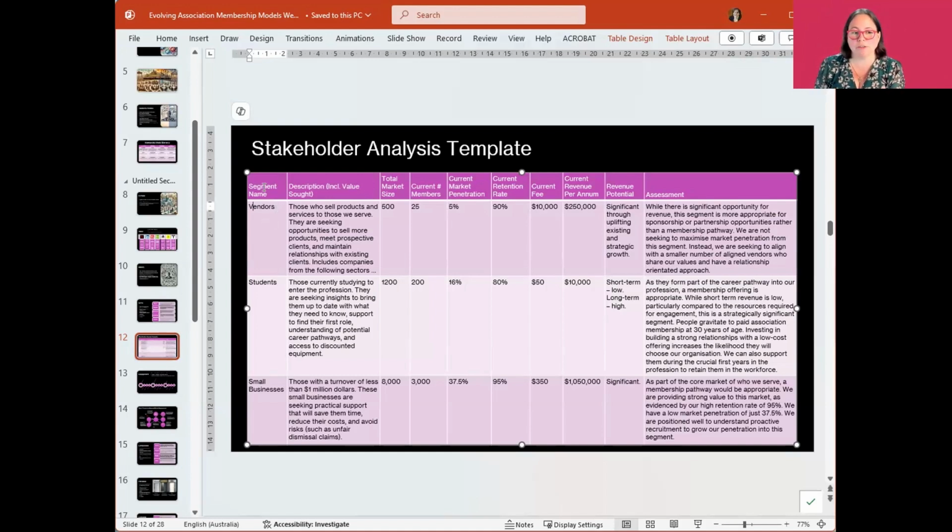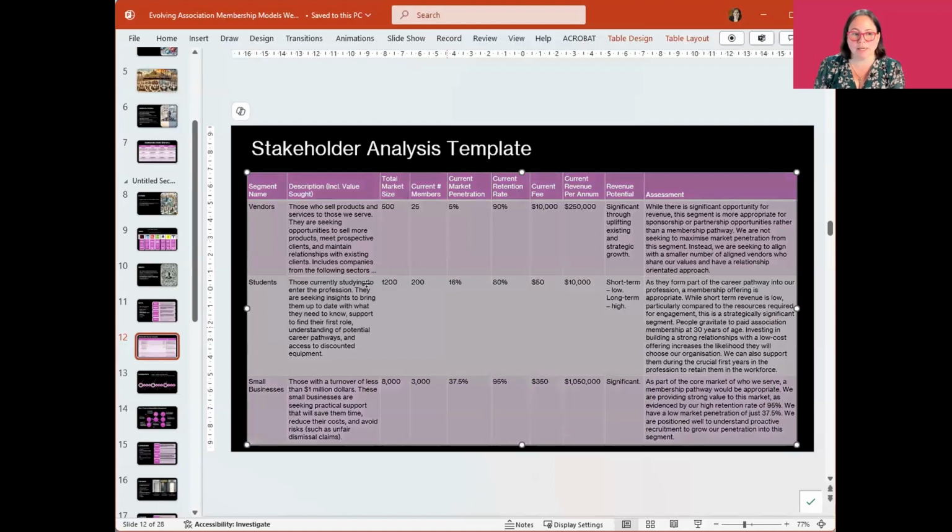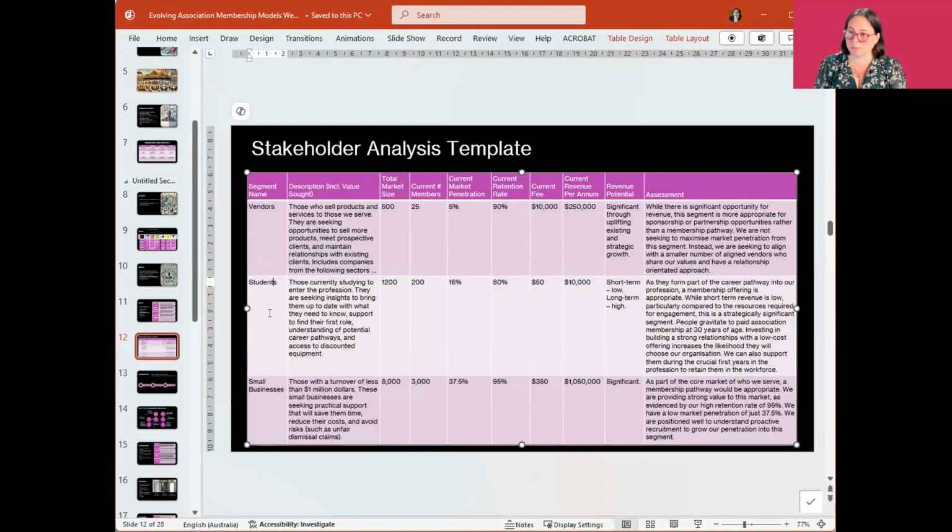Now, the reason I talk about this here is when you're doing your stakeholder analysis, this analysis here is a really basic one. But if I was dealing with organizational memberships in here, I would also identify who are the people in that organization, what are the levels that I need to be engaging with, and what kind of value each of those groups are going to be seeking.